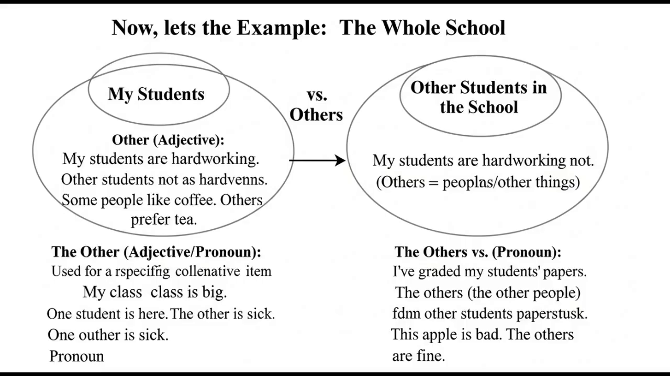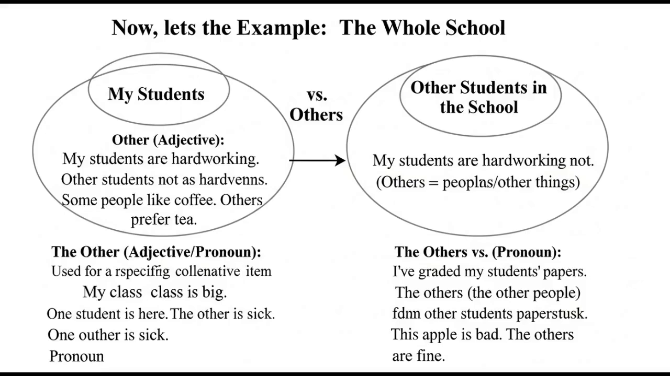Others is a noun. The other can be an adjective or a noun. Let's say I only have 2 students. One student is Japanese, the other is Mexican. It's understood because I told you I only have 2. So if I told you one, you understand the other is automatically the second one of the 2, okay? So I don't need to give you any more information.